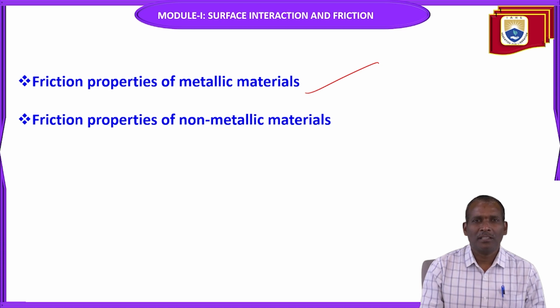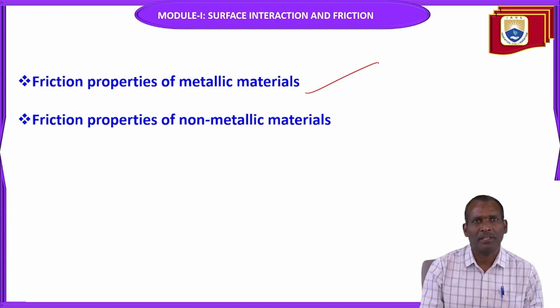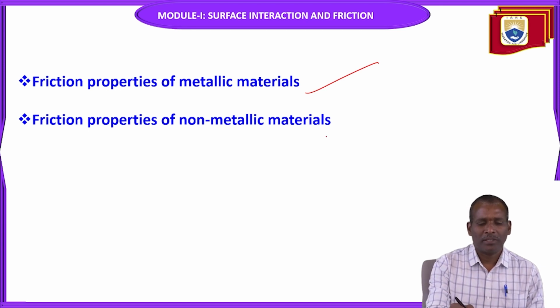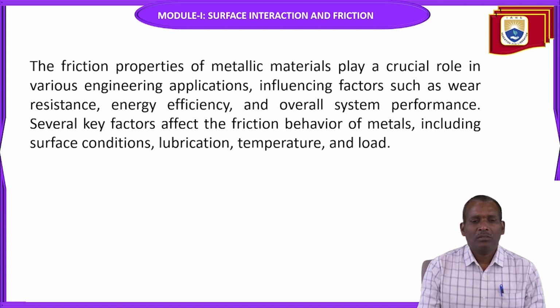Materials are of two types. You know the classification of materials: one is metallic material, another is non-metallic material. Metallic means ferrous alloys and non-ferrous materials. We will see the friction properties one by one. So these are today's topics, and first, the importance of friction properties.